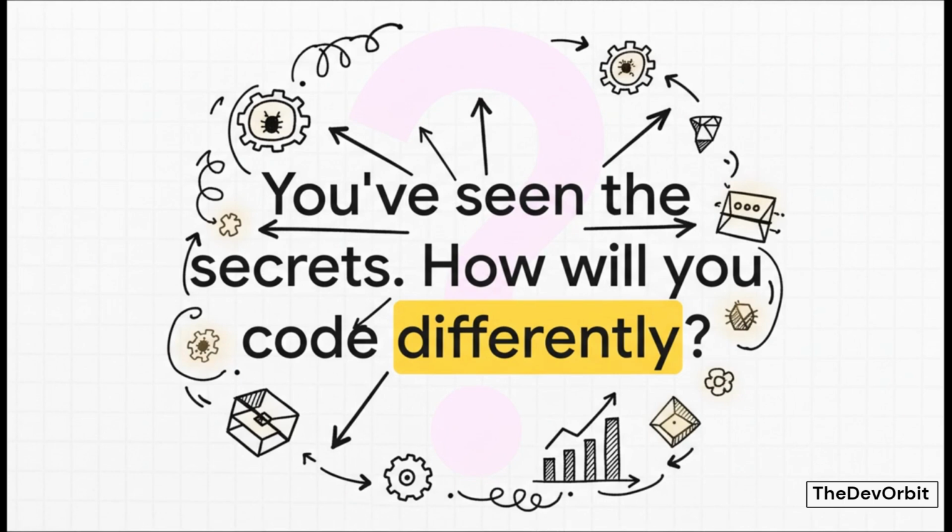How is this going to change the way you write code? Because once you understand the why behind the syntax, you're not just writing code that happens to work anymore. You can start writing code that's efficient, powerful, and bug-free on purpose. You now have the mental model to know what your code is really doing.